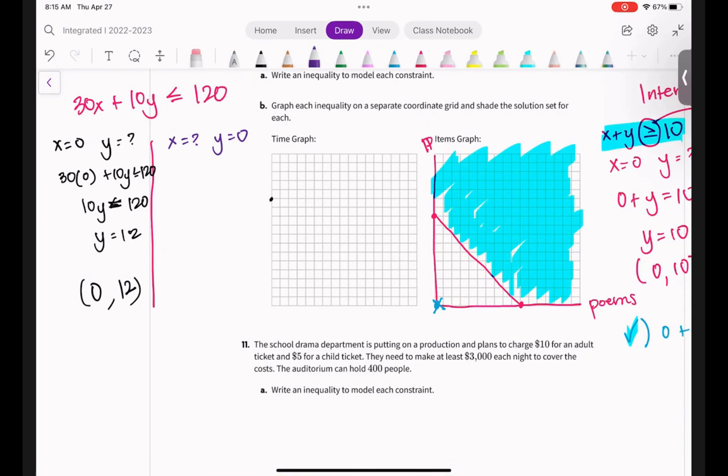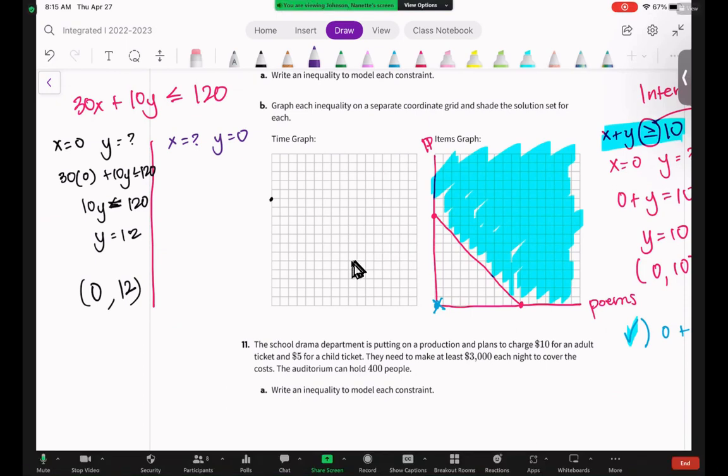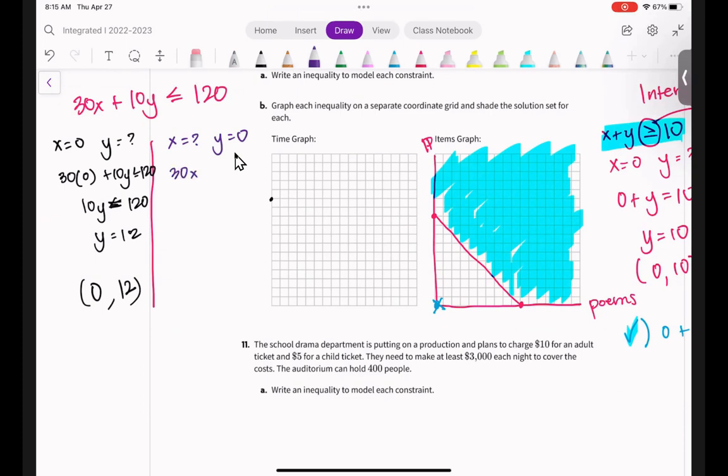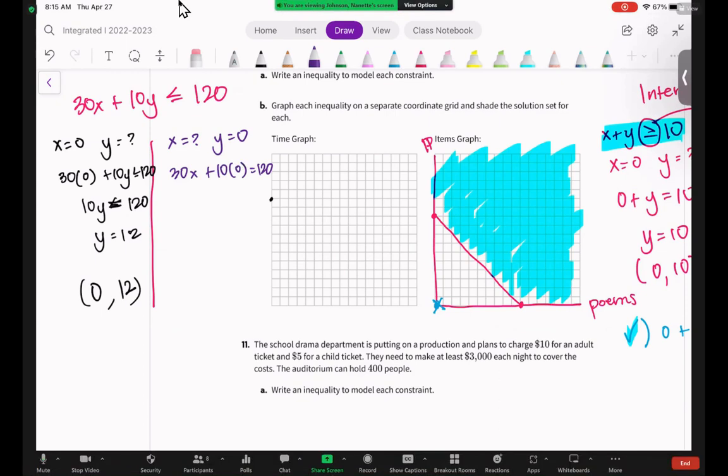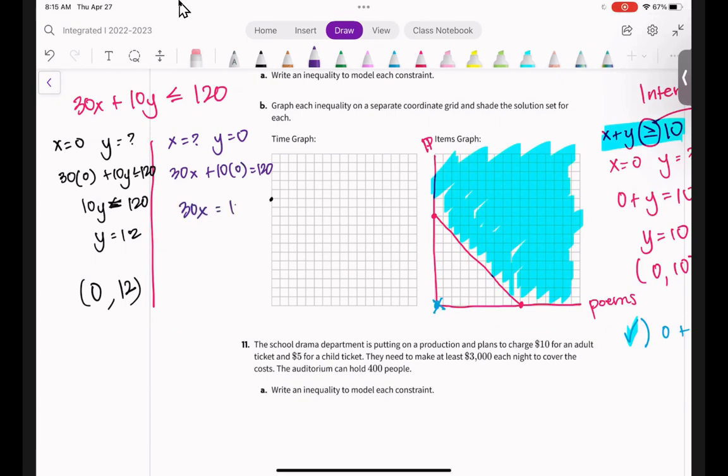Okay, sorry. I thought I was paused, but I wasn't. Okay, so now what I want to do is I'm going to plug it in again, and I'm going to go 30x plus 10 times 0 equals 120. So 10 times 0 is 0, right? And so I get 30x equals 120. So therefore, x has to be 4.